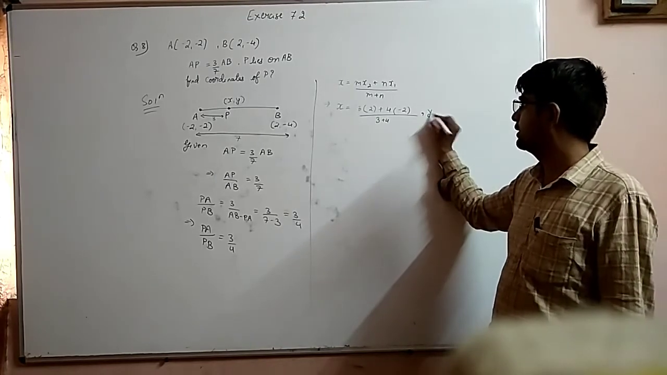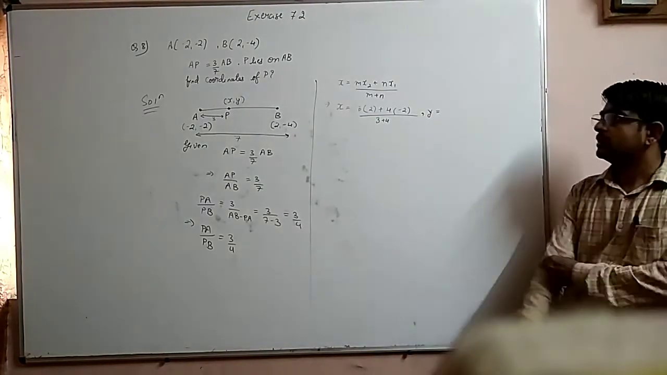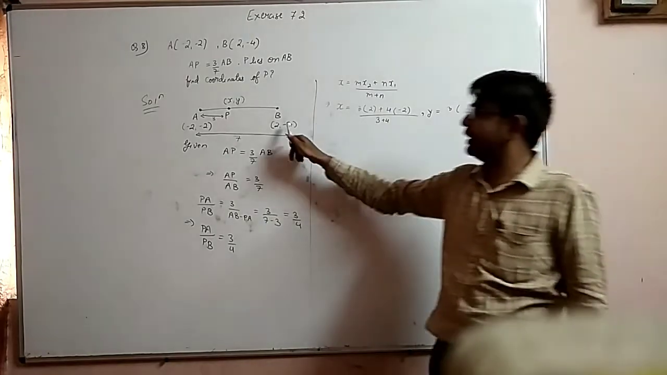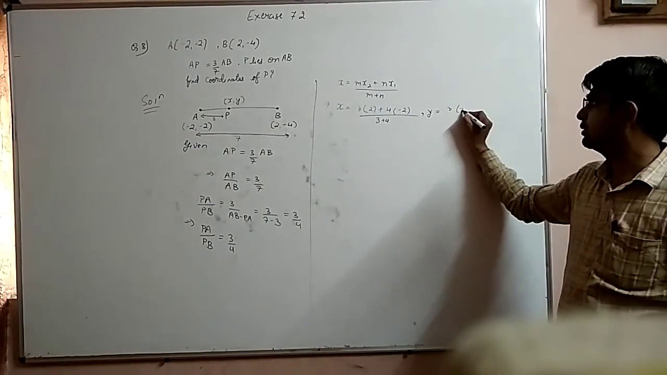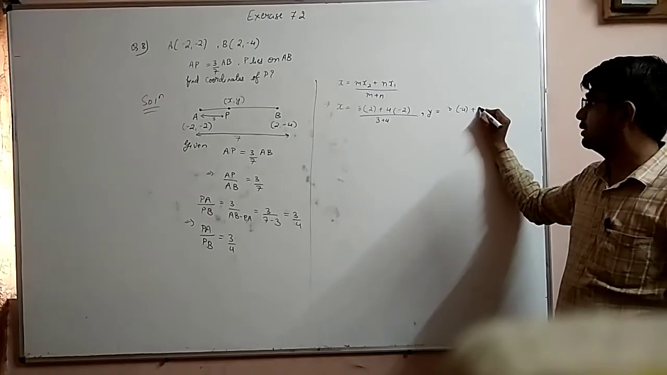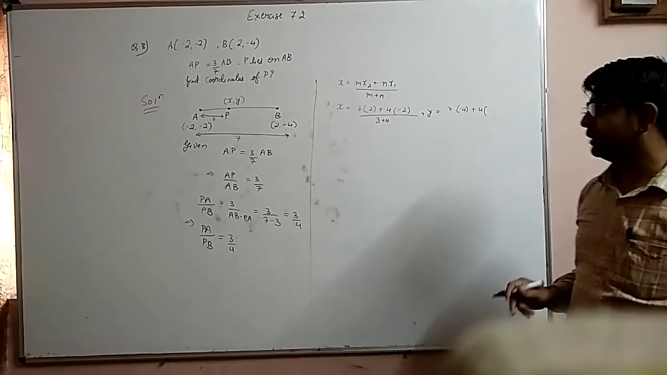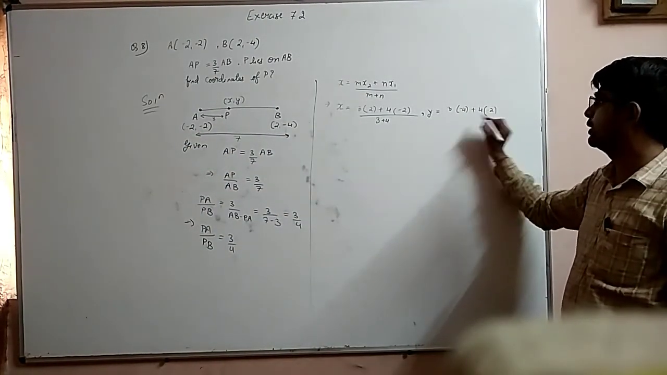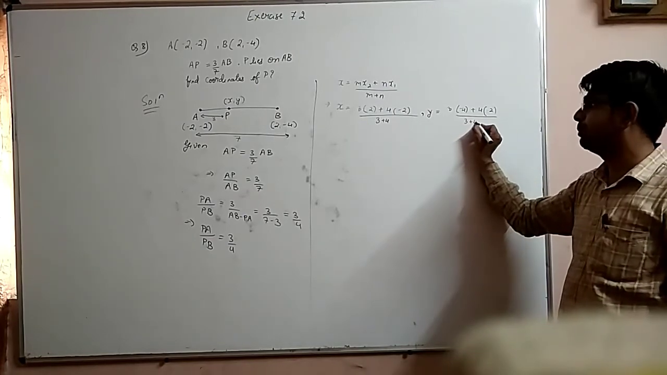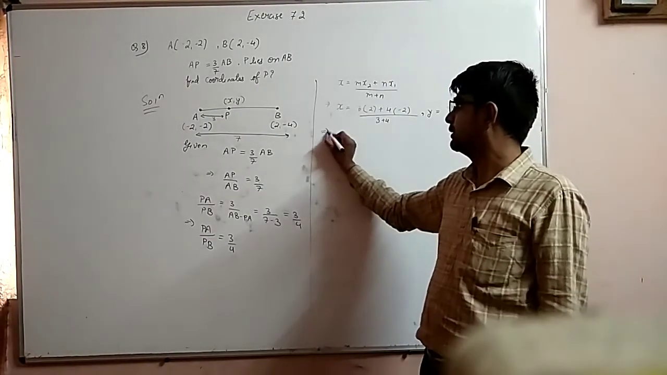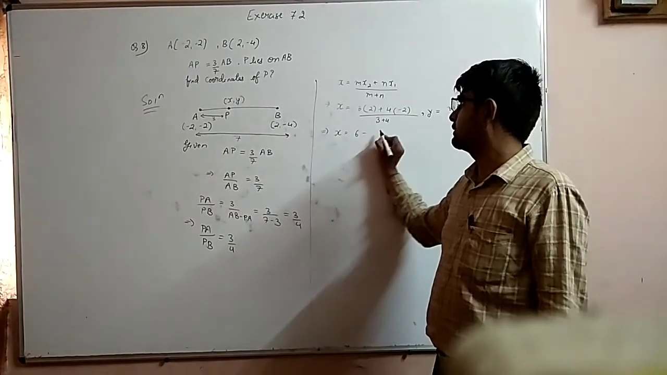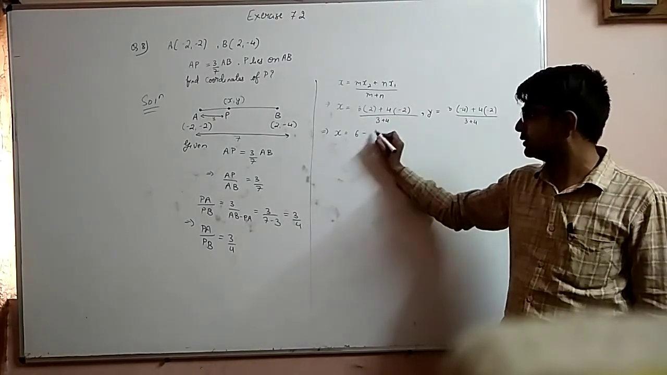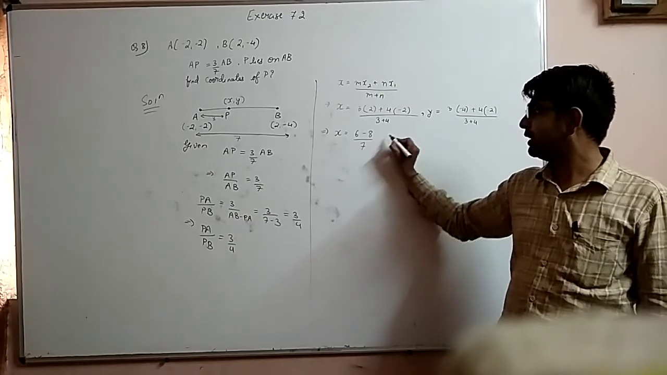Similarly for y, m is 3. What is y2? Y2 is minus 4. N is 4 and y1 is minus 2. So I can write minus 2 here. Again m plus n is 3 plus 4. What will I get? X is 6. See, 3 into 2, 6. And 4 into minus 2 is minus 8. So minus 8 by 7.